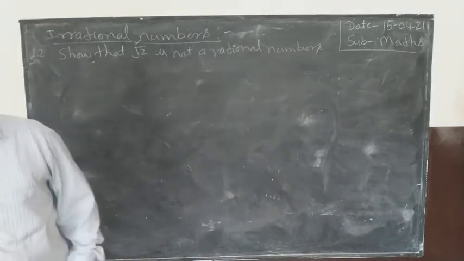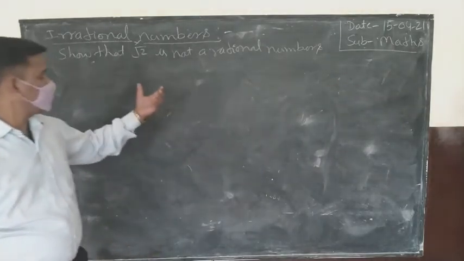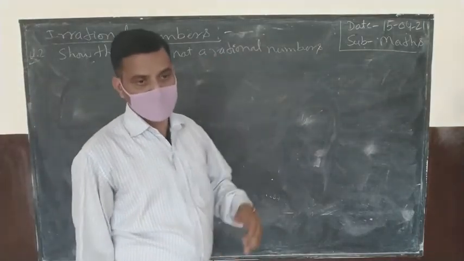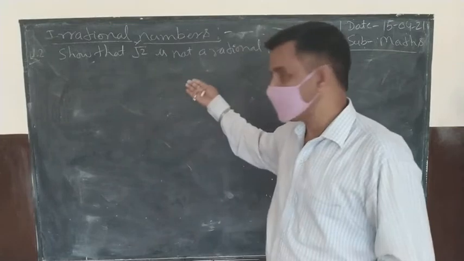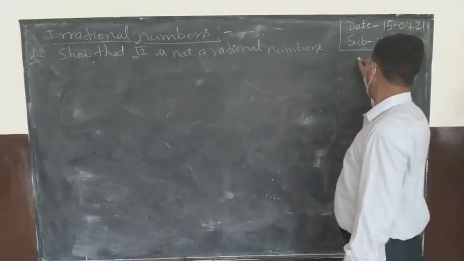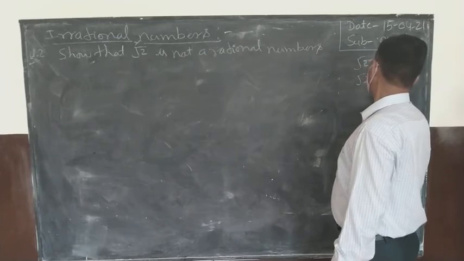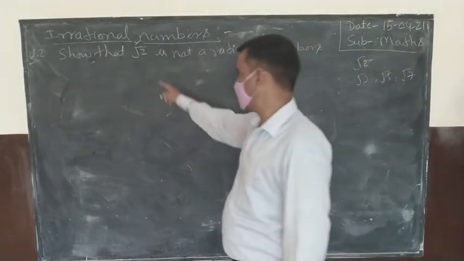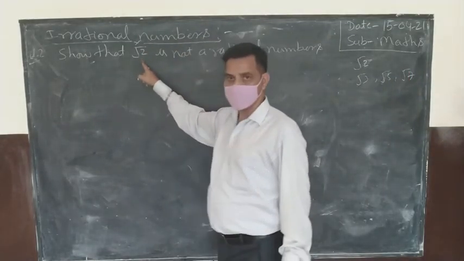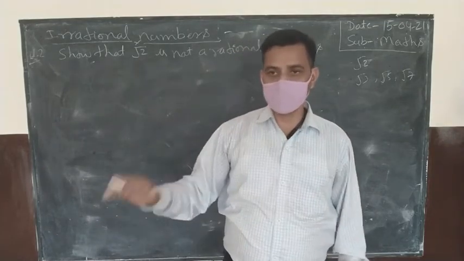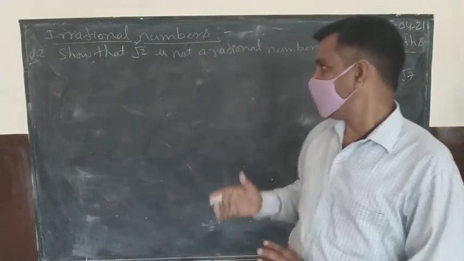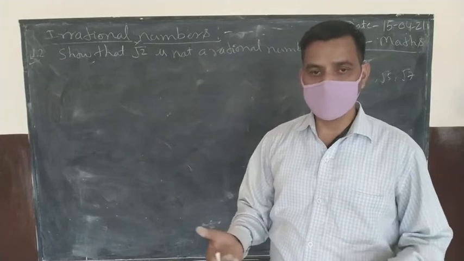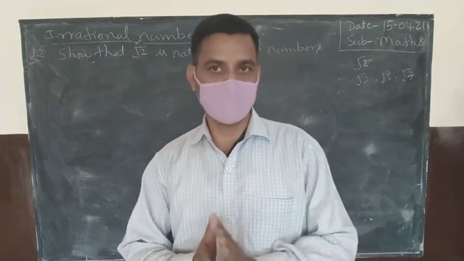Yes class, the next question I will discuss with you, which is important for the coming exams, is to prove that root 2 is not a rational number. I am writing here root 2, otherwise you can write root 3, root 5, root 7, root 11, root 13, every question may come in this form. So how to check that it is not a rational number? How to prove that this number is an irrational number, not a rational number?